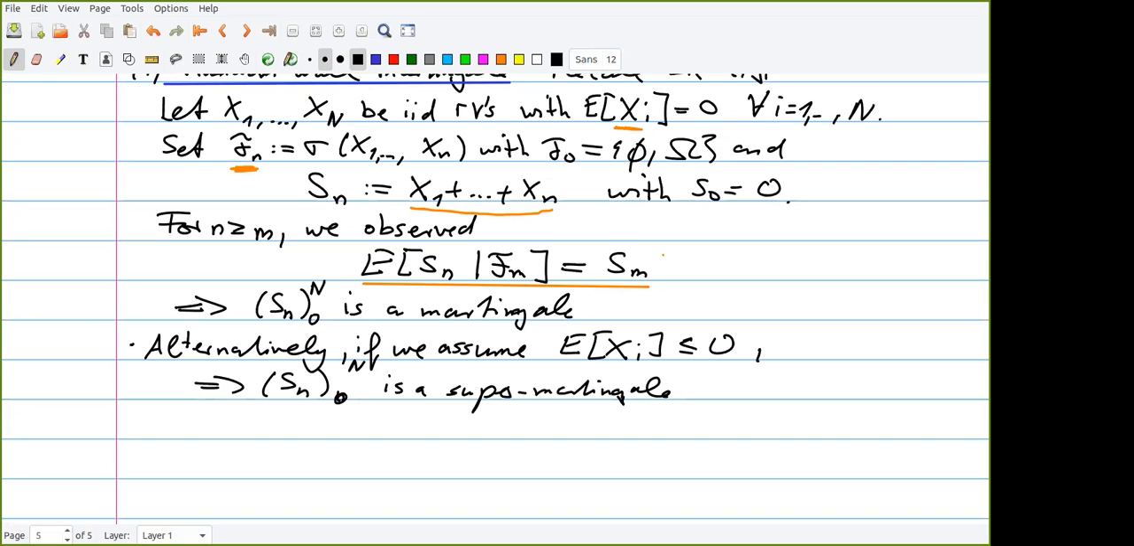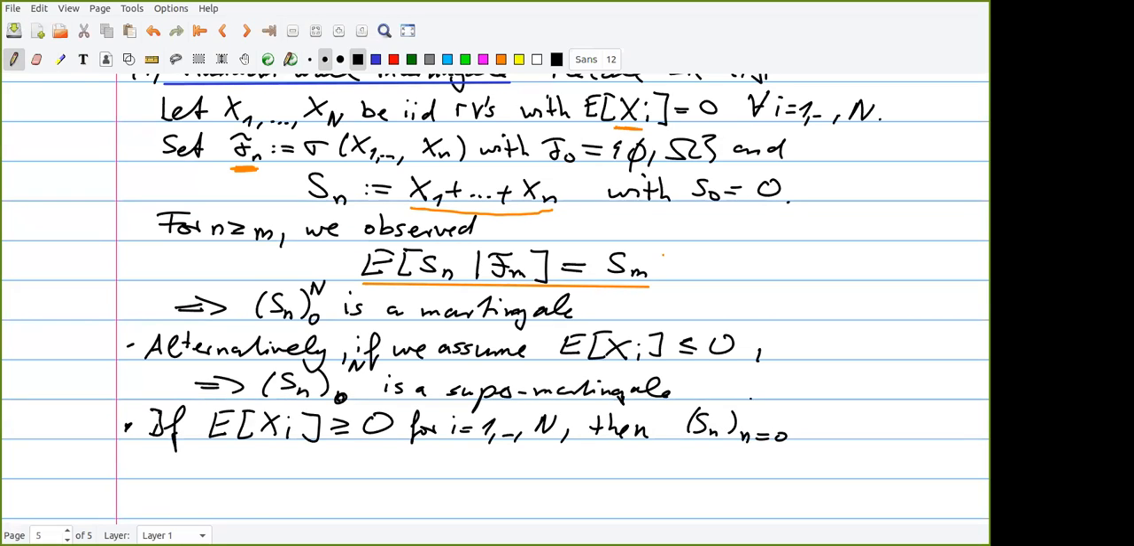Or if we assume that the expected value goes up, so if you make in each round, on average, some gains, then this game is in favor of you. So you expect to make some profit, and then this is a submartingale. Right. Okay. All right.